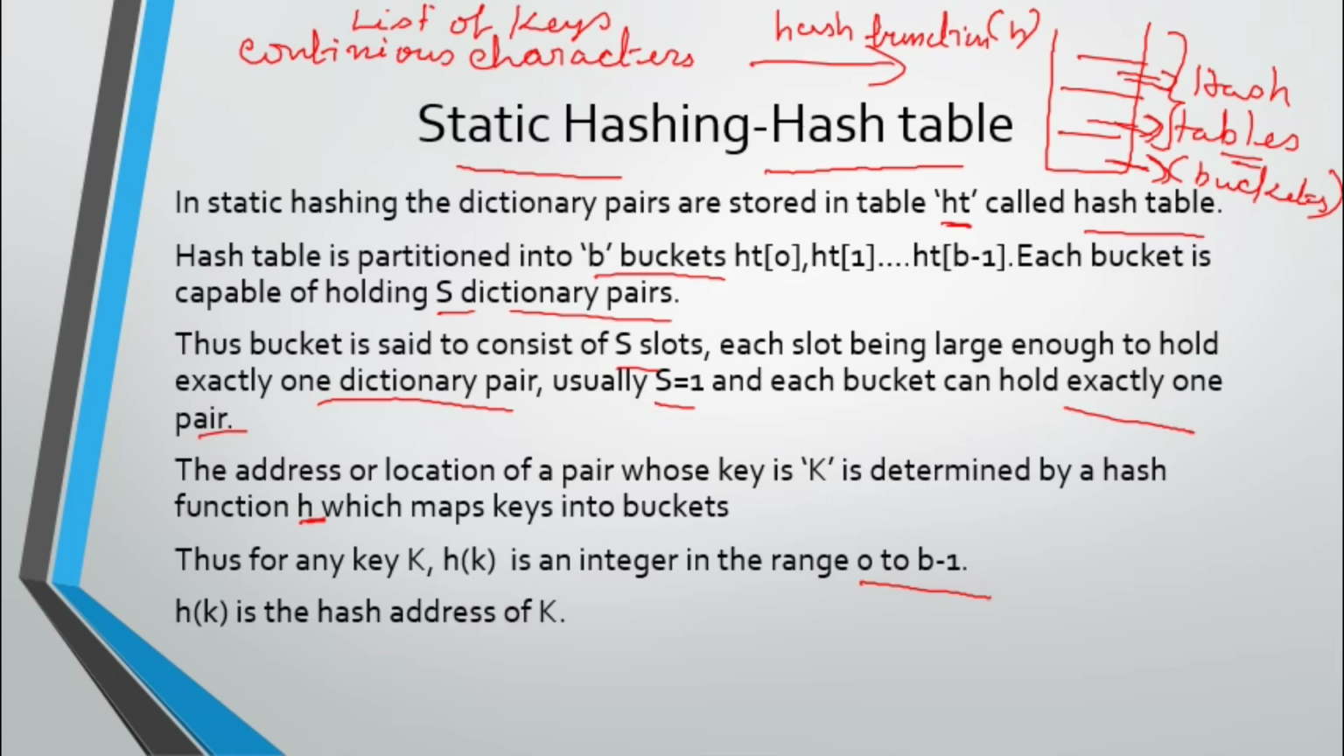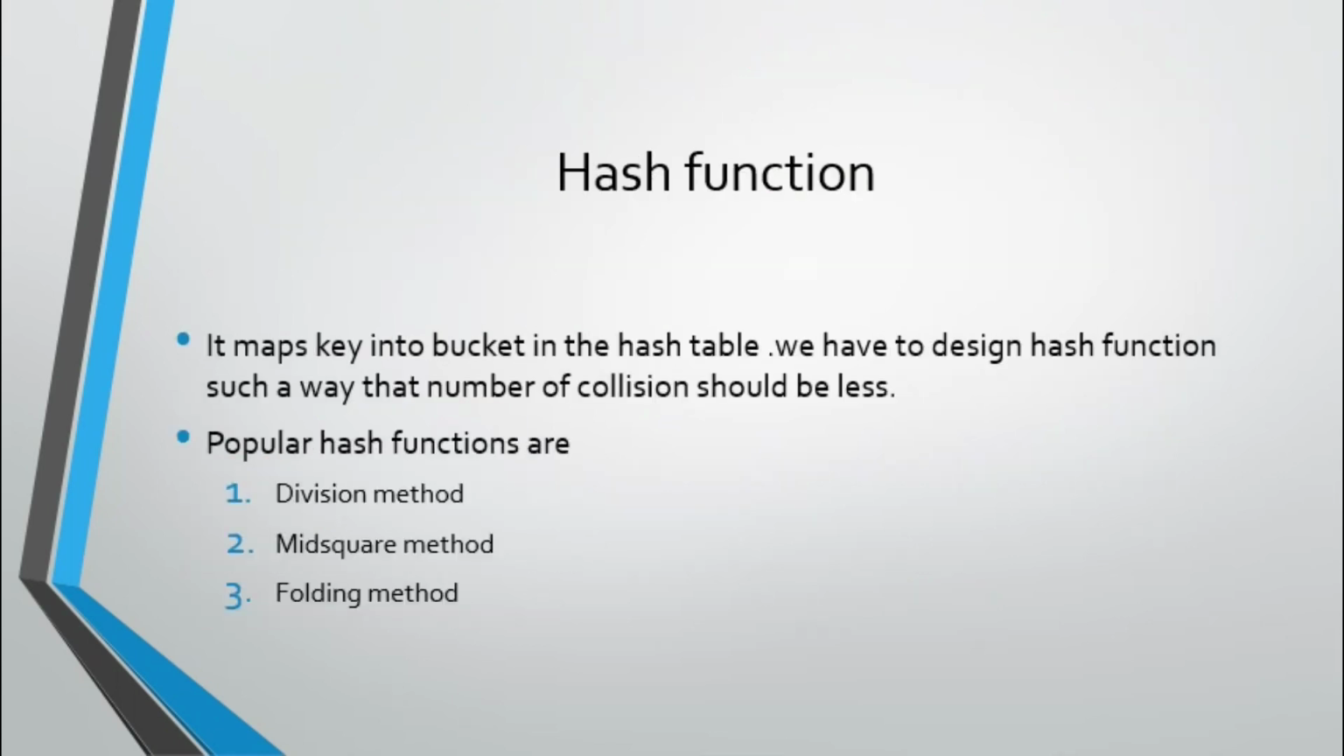We will understand all of this using examples, and at that time the whole concept will be very clear to you. But before that, we need to understand what hash function we are using, because the hash function is the one which maps the keys into the different buckets, or into the hash table. So what is a hash function? It maps a key, meaning the characters or numbers, into a bucket in the hash table.